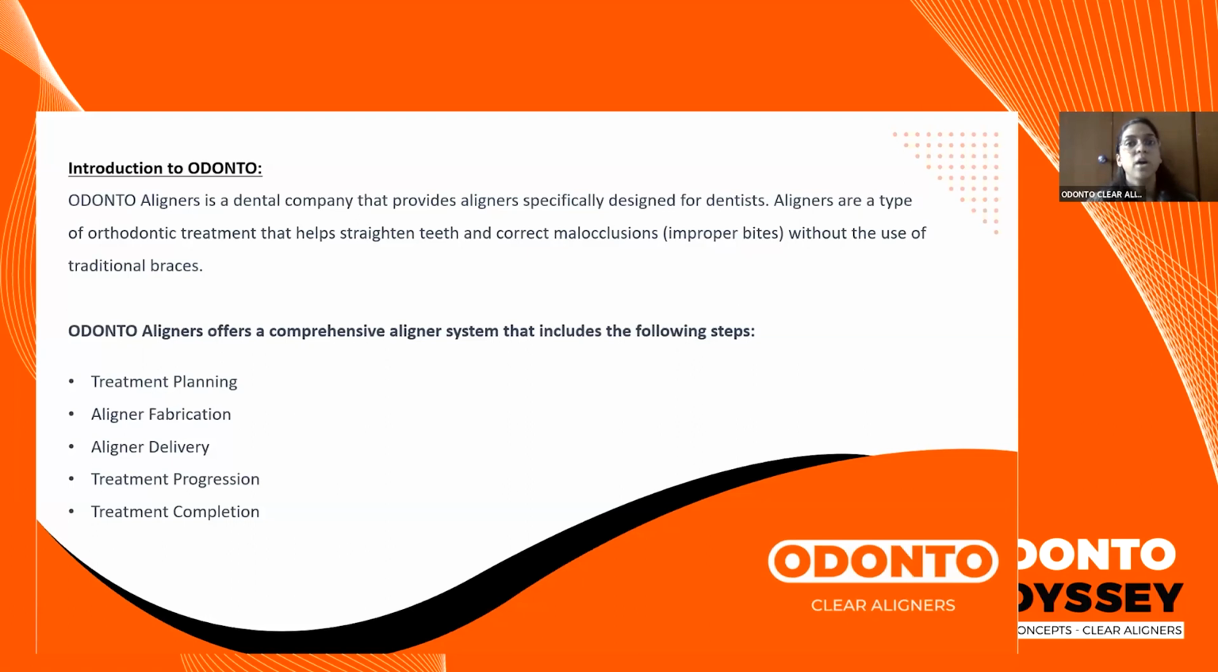We also help you out with the fabrication of the aligners. We do it ourselves along with delivery so that everything is provided to you. You will also be receiving assistance in terms of attachment bondings. These small attachments, I will be showing what they are and how you place those.